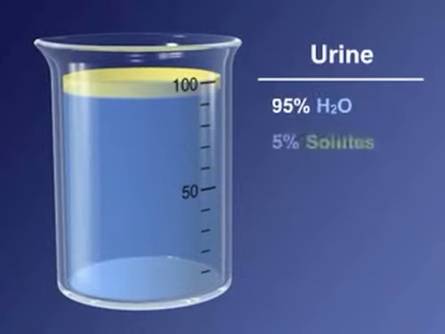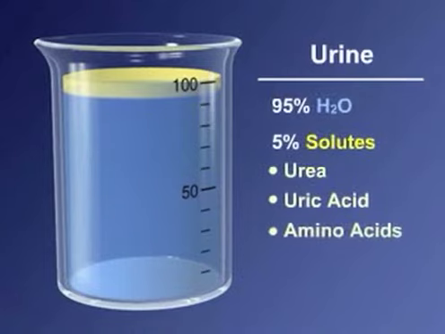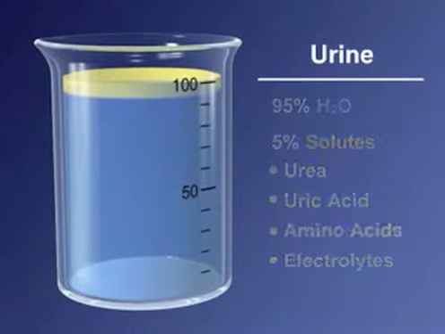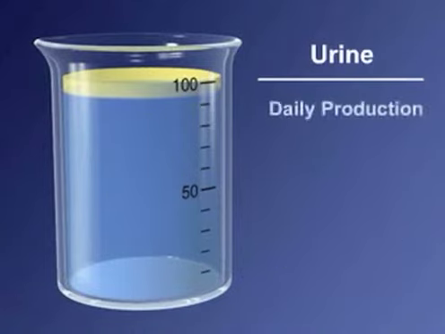Urine is about 95% water with a balance of urea, uric acid, amino acids, and electrolytes. The daily production is about 0.6 to 2.5 liters per day. Urine production below 30 milliliters per hour indicates possible kidney failure.